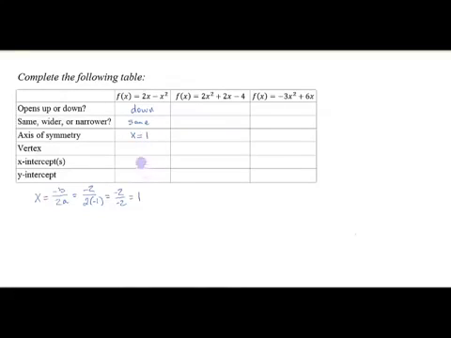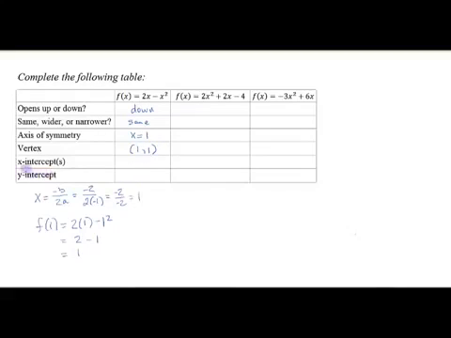And to find the vertex, we know that the x part of the vertex is 1, and we'll find the rest of it by putting in 1 for x. That gives me 2 times 1 is 2, minus 1 squared is 1, 2 minus 1 is 1. So I have the vertex 1, 1.